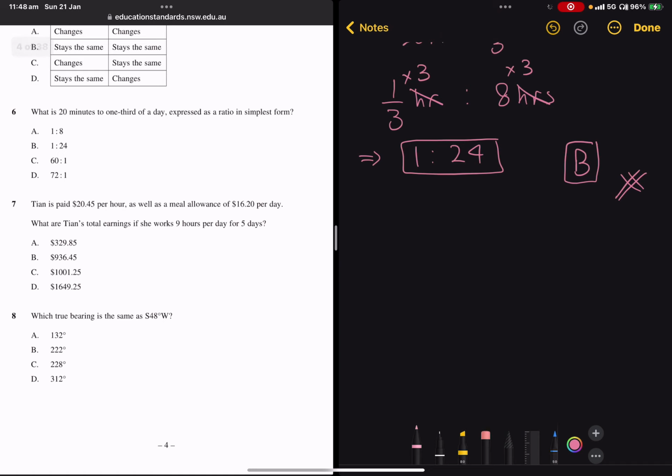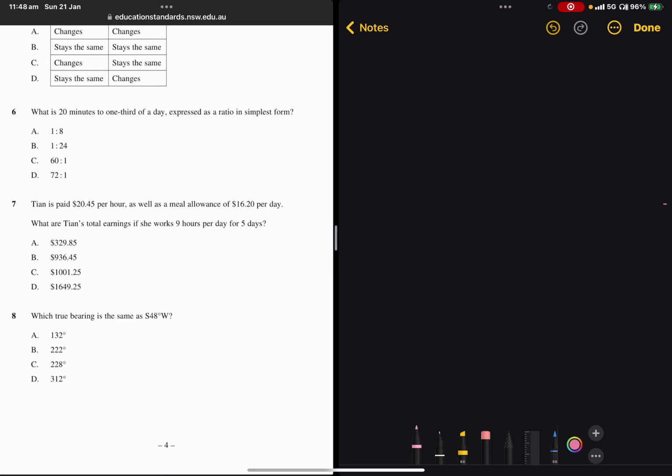So now we'll have a look at question 7. Tian is paid $20.45 per hour as well as a meal allowance of $16.20 per day. What are Tian's total earnings if she works 9 hours per day for 5 days? Okay, so we just need to calculate total income. She earns $20.45 per hour, and she works 9 hours a day for 5 days. So 9 times 5 is 45. That's how many hours she does in the week.